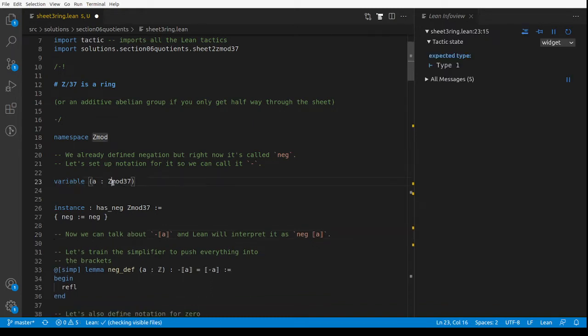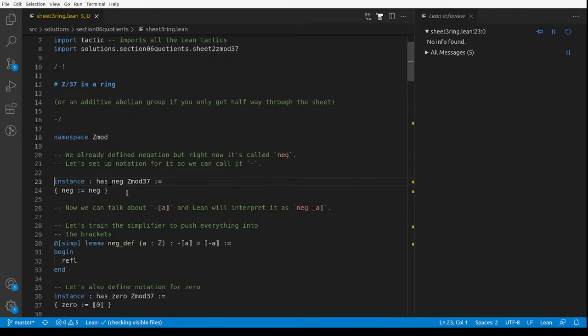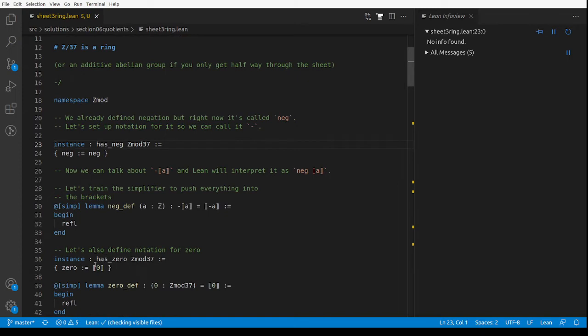So now we can talk about negation, and I thought I'd try training the simplifier. I don't really know if this is a good idea or not, but I thought I'd try and train the simplifier to push everything into brackets. So for example, negative equivalence class of a is equivalence class of negative a. This is true by definition. But I've made it a simp lemma.